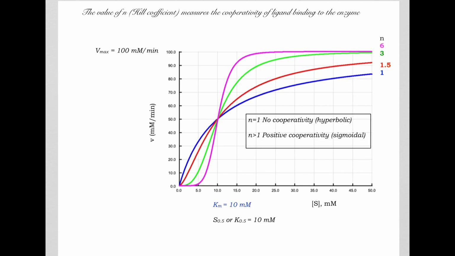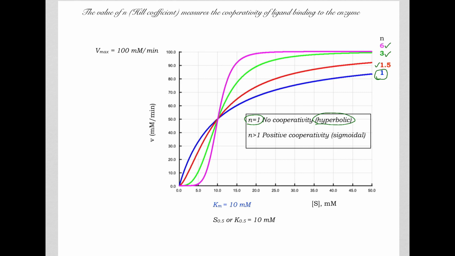So here are four curves. You can see for the hyperbolic curve, this value of n, this Hill coefficient, is 1. For the remaining curves, the value is greater than 1. So for the hyperbolic curve, n is 1. For the other three curves, the red one has an n value of 1.5, the green has an n value of 3, and the purple one has an n value of 6.